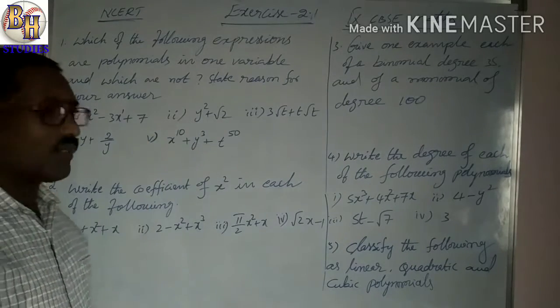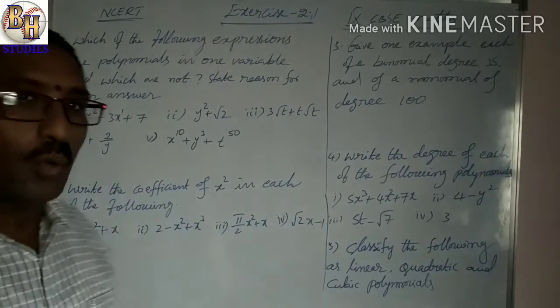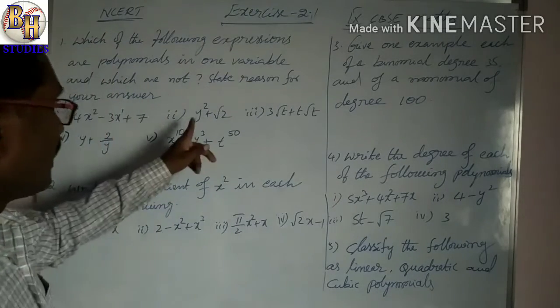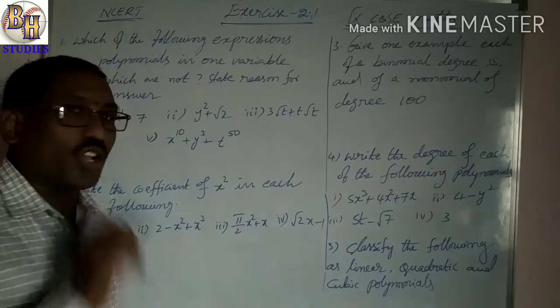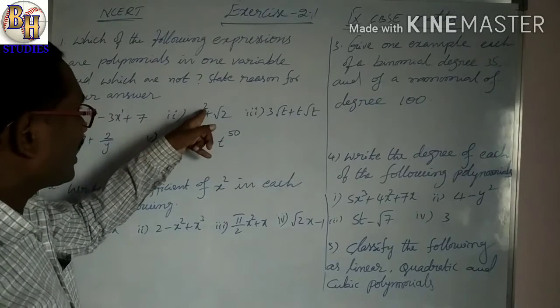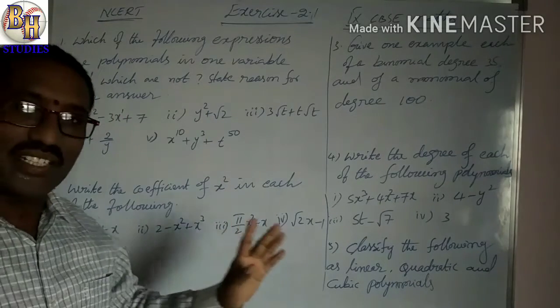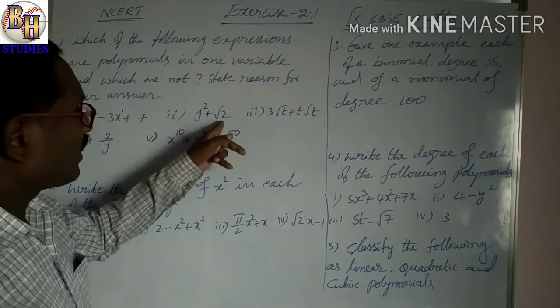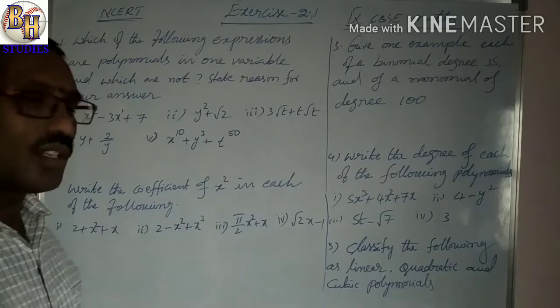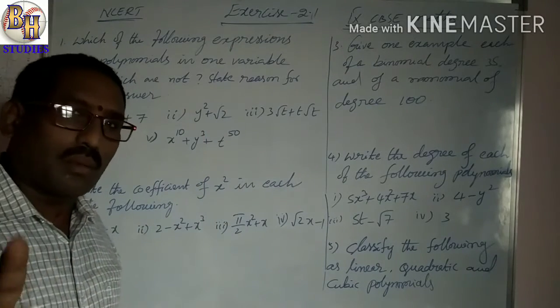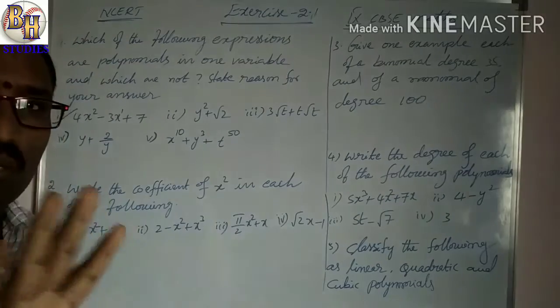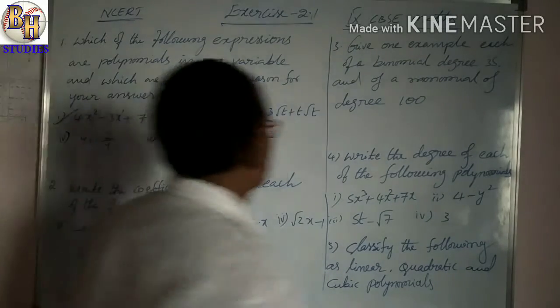What about the second one? y square plus root 2. Is it polynomial or not? This is also a polynomial. Why? Here, what is the variable power? 2. That's why it is a polynomial. Here a number is under the root, a constant, so no problem. You don't think about numbers, just observe the variable.